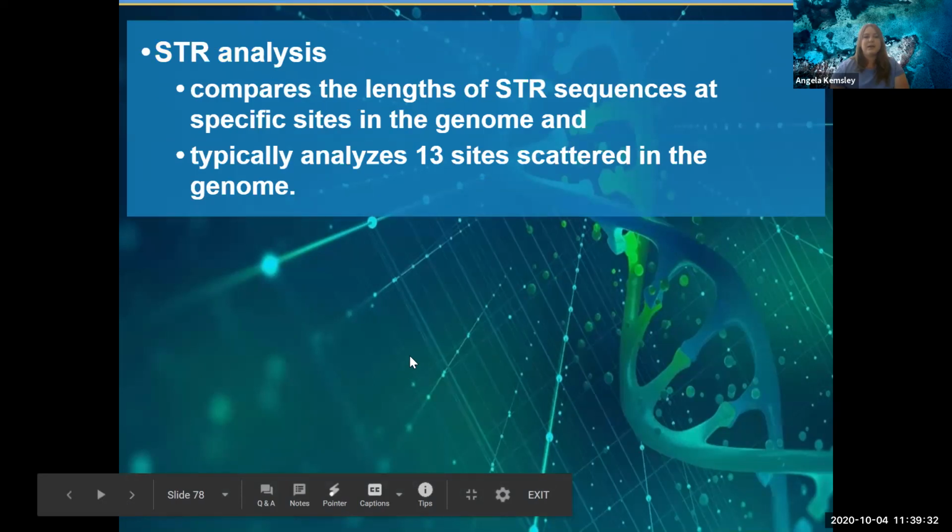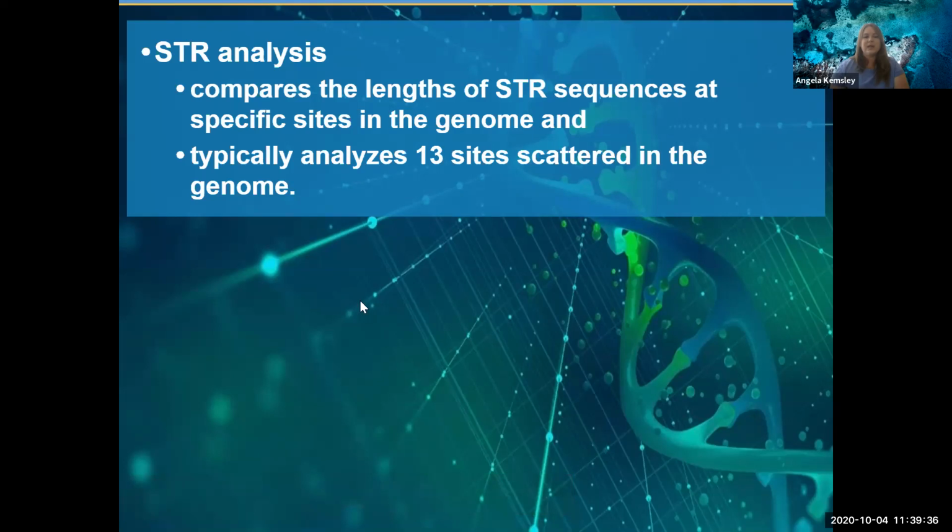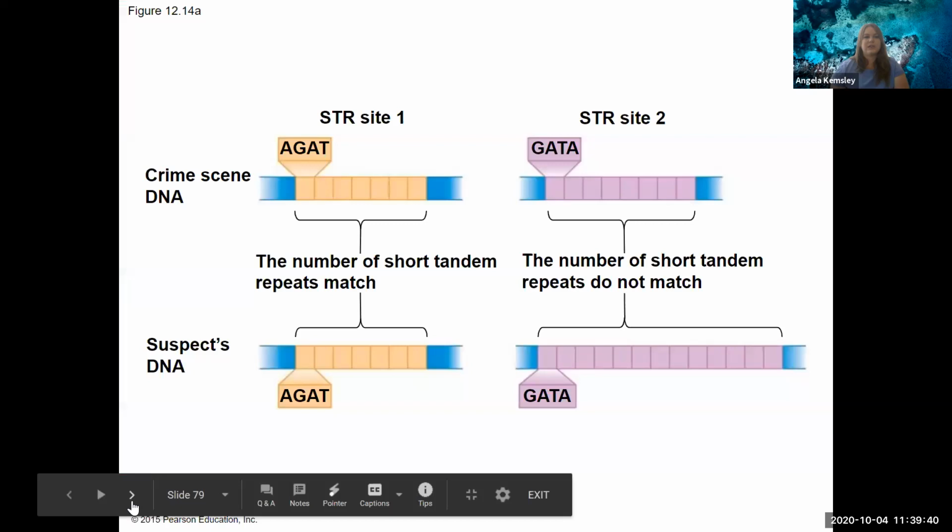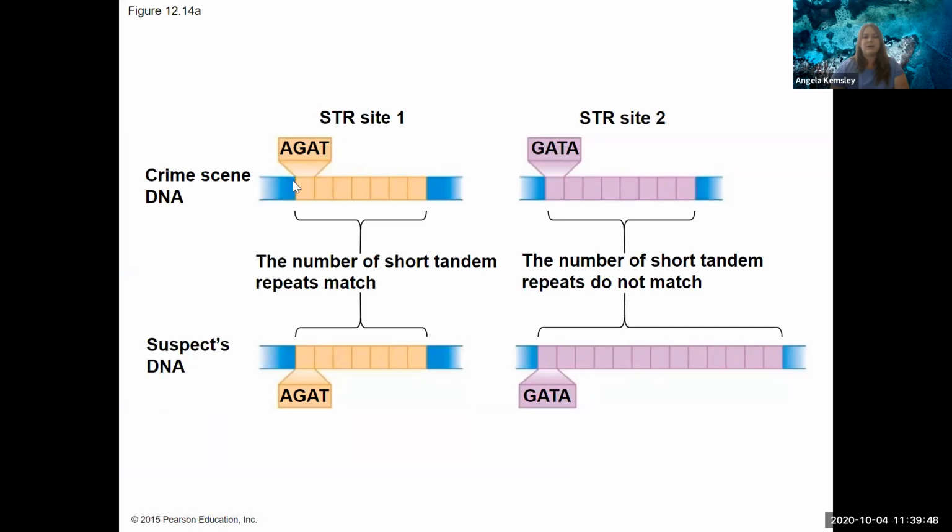STR analysis compares the lengths of STR sequences at specific sites in the genome, and it typically analyzes 13 sites scattered in the genome. So we usually keep it consistent. So you can take a look. Here's the crime scene DNA at the top. Here's the suspect's DNA at the bottom. So we've got STR site number 1, we've got STR site number 2. We're going to be looking at the length.